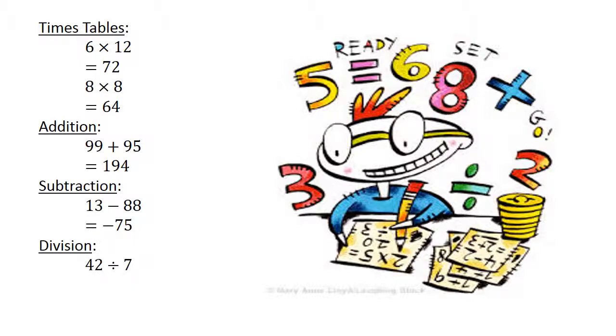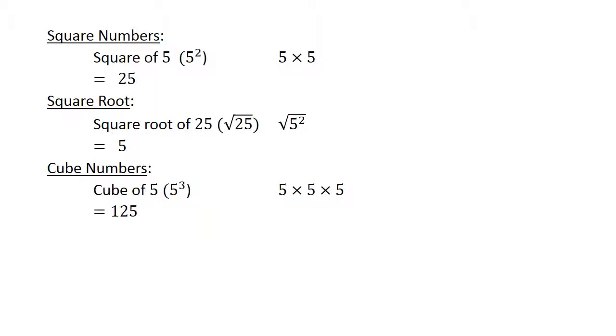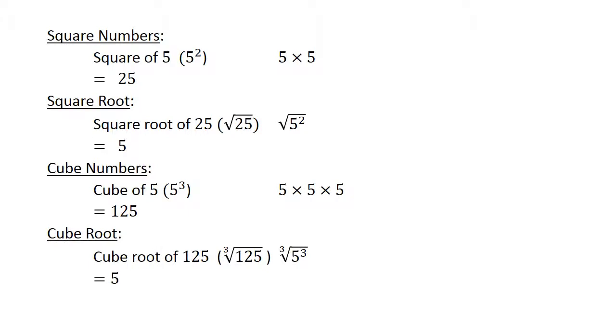Division. 42 divided by 7 equals 6. Square numbers. Square of 5 equals 25. Square root of 25 equals 5. Cube of 5 equals 125. And the cube root of 125 equals 5.